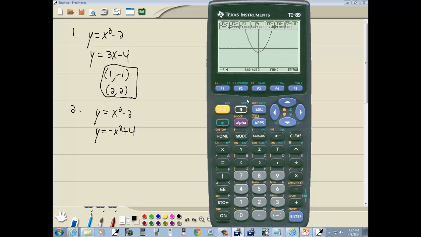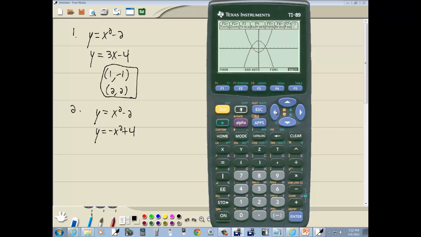There's our first one, and there's our second one. And where they intersect is going to be our answer, so we're going to have two answers. So I'm going to do F5 for math and choose 5 for intersection, the number in front of it. Enter on our first curve, enter on our second curve.